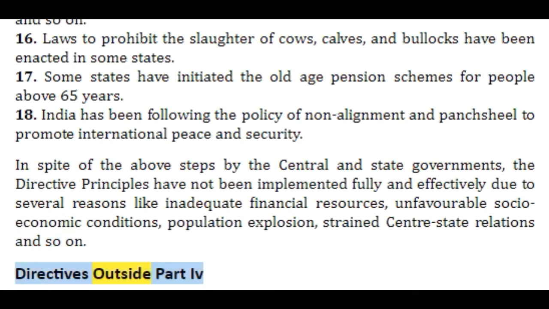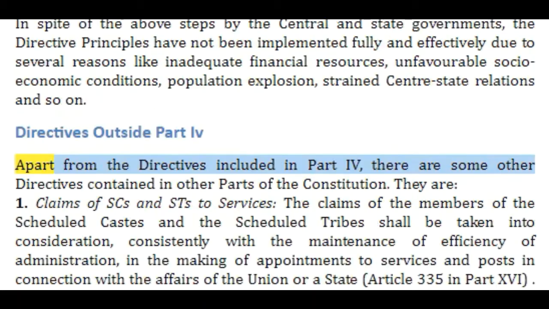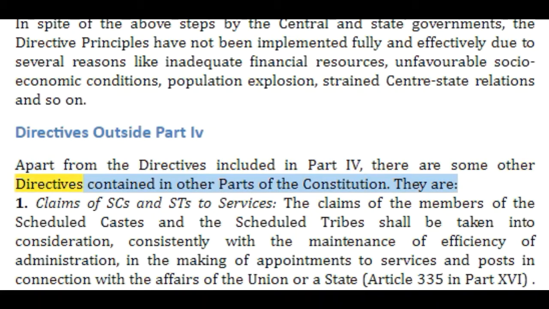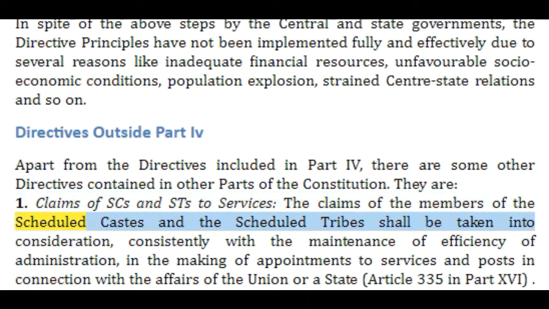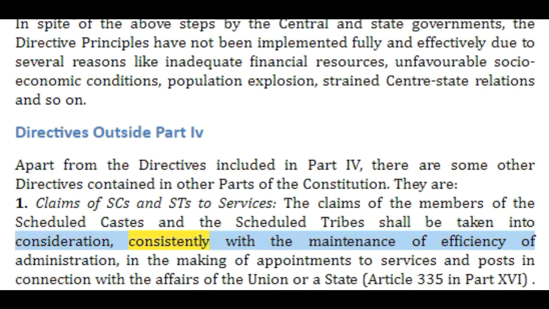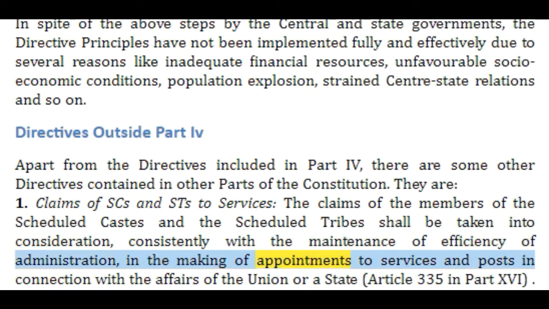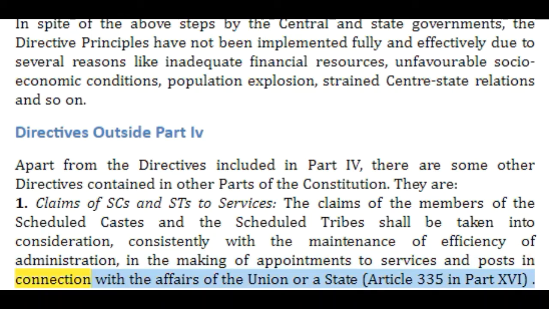Directives outside Part 4. Apart from the directives included in Part 4, there are some other directives contained in other parts of the Constitution. They are: 1. Claims of SCs and STs to services. The claims of the members of the scheduled castes and the scheduled tribes shall be taken into consideration, consistently with the maintenance of efficiency of administration, in the making of appointments to services and posts in connection with the affairs of the Union or a state. Article 335 in Part 16.